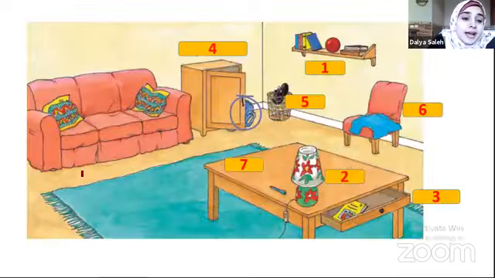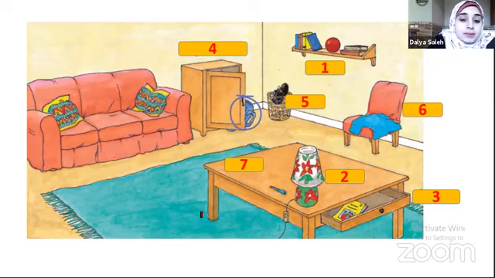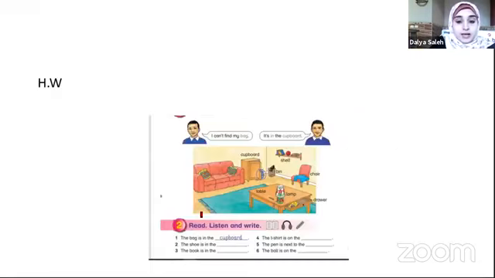Okay. Now, look at this picture. You can find many things in the picture. Now, you will hear a song which asks and answers about the places of different things. The first listening is just to listen, to get a general idea about the song. Then, you will listen again to answer some specific questions about the places of things in the picture.